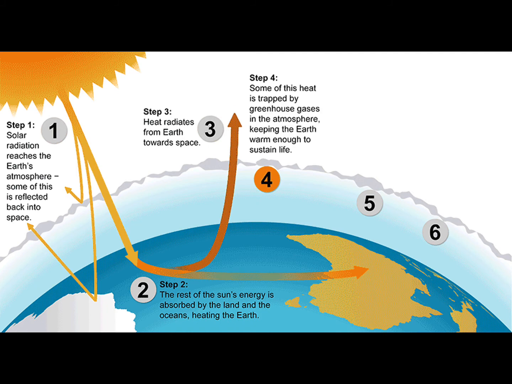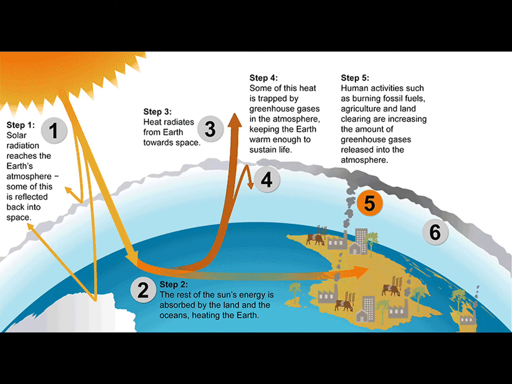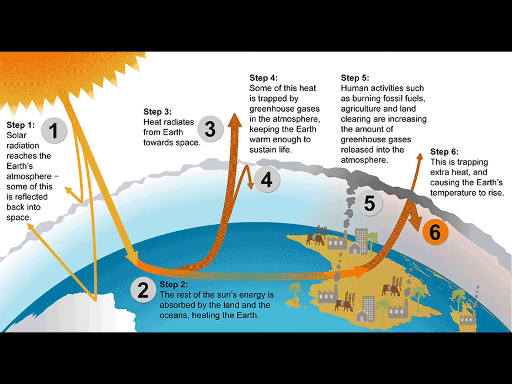Step 4. Some of this heat is trapped by greenhouse gases in the atmosphere, keeping the Earth warm enough to sustain life. Step 5. Human activities such as burning fossil fuel, agriculture, and land clearing are increasing the amount of greenhouse gases released into the atmosphere. Step 6. This is trapping extra heat and causing the Earth's temperature to rise.